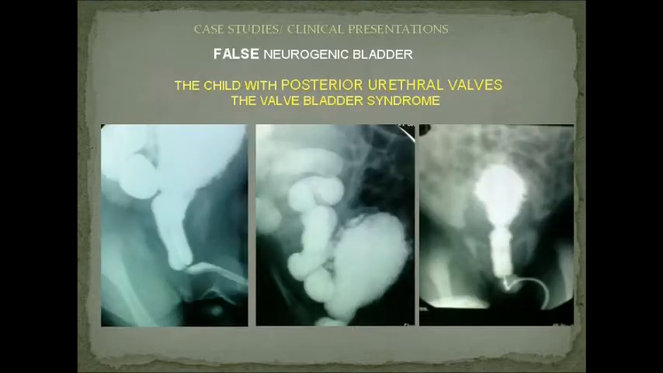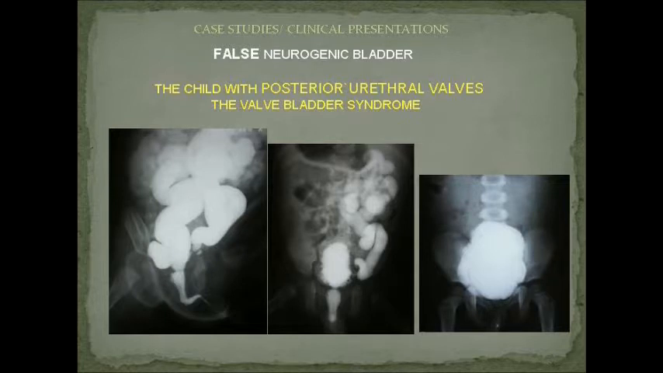Amongst conditions which I have called here the false neurogenic bladder, because there's no obvious neurological deficit, is the common condition of PU valves, which has been mentioned by speakers in the morning, so I won't go into further detail. But these are pictures of a very severe condition, very severe posterior urethral valves, which gave rise to a failed bladder.